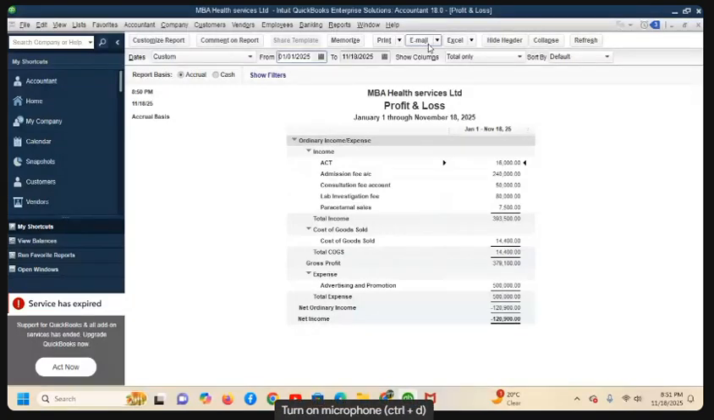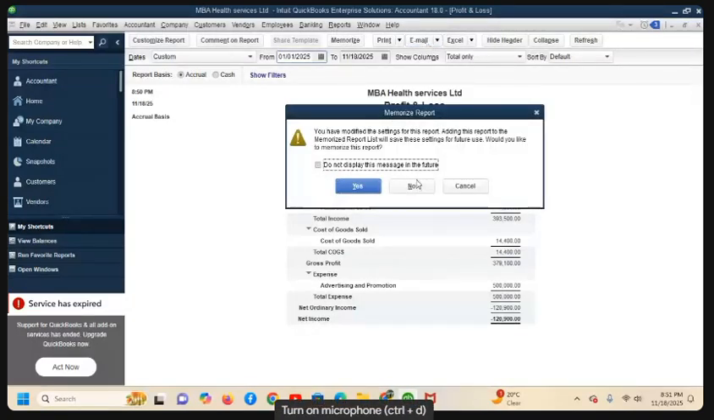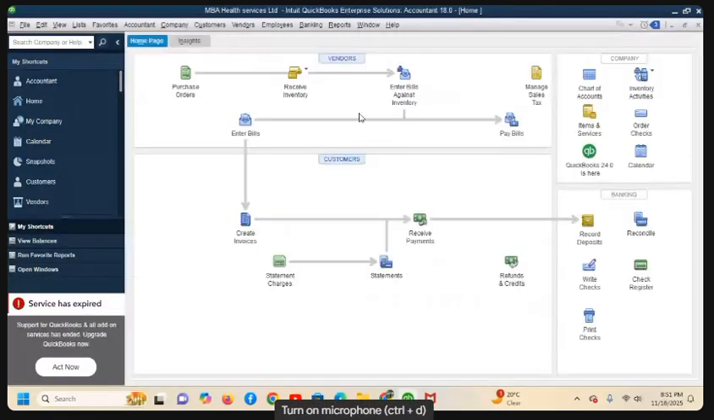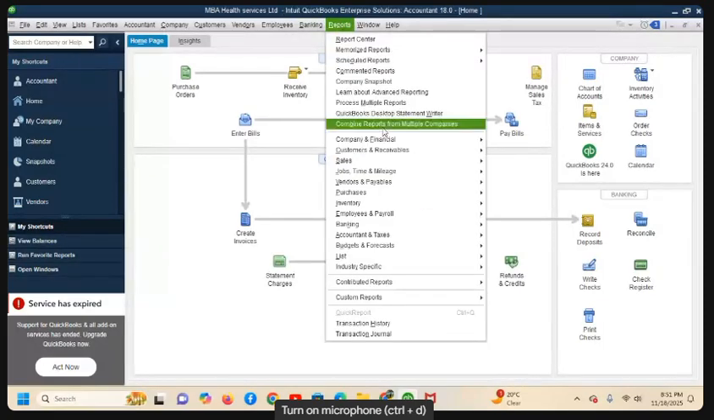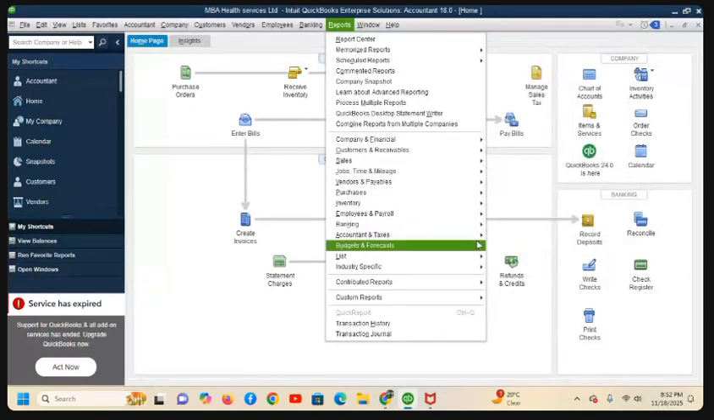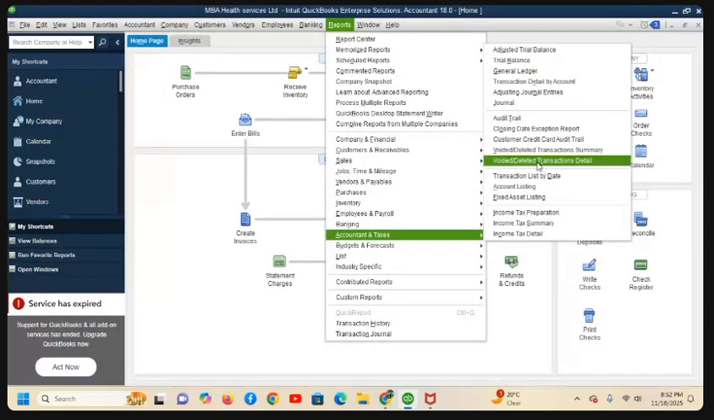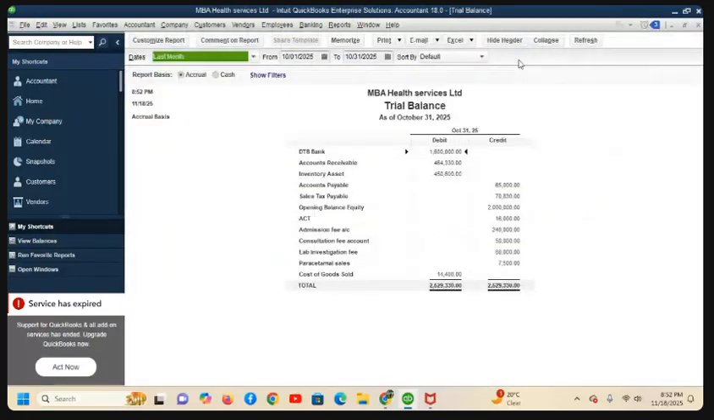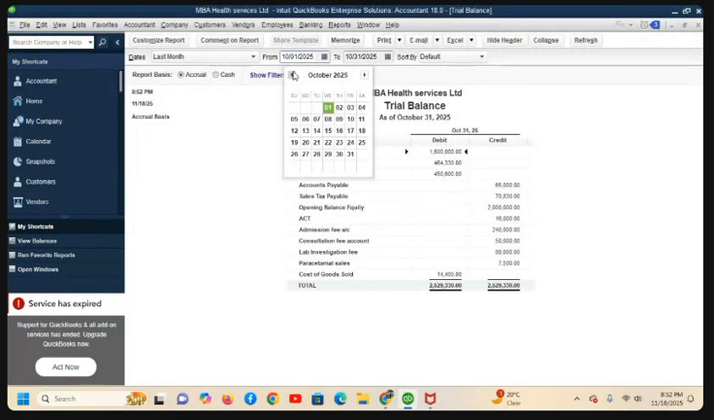I can still show it in the trial balance by going to reports. Then we have this. So the trial balance also can be able to reflect that, which we are from doing.